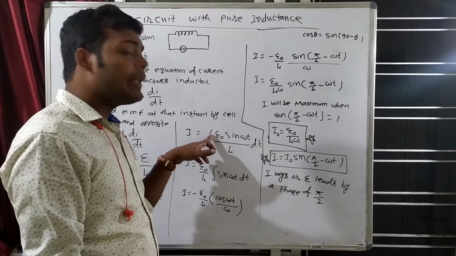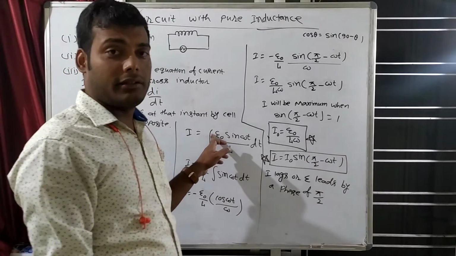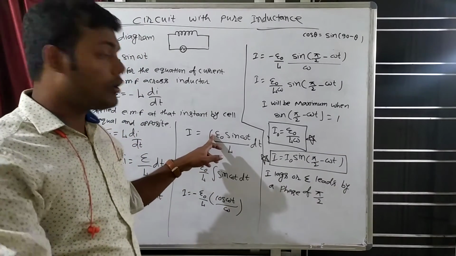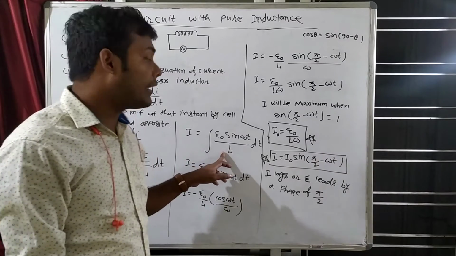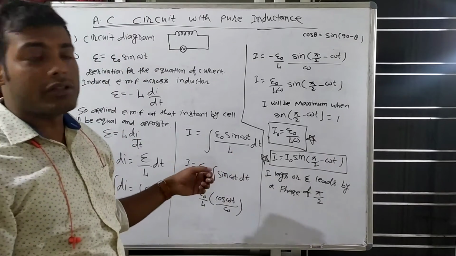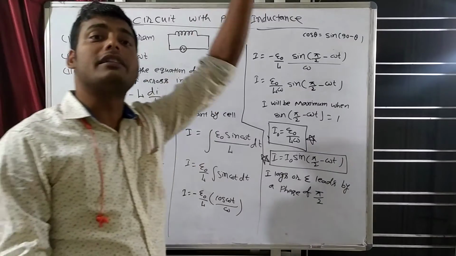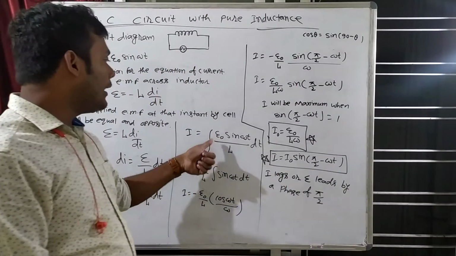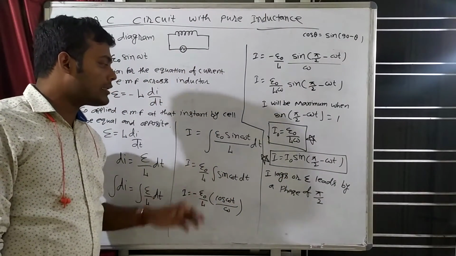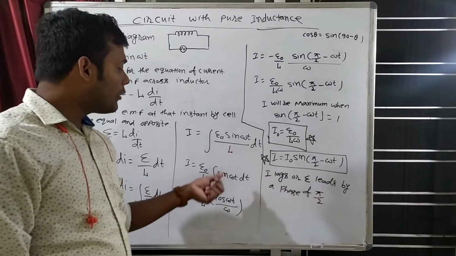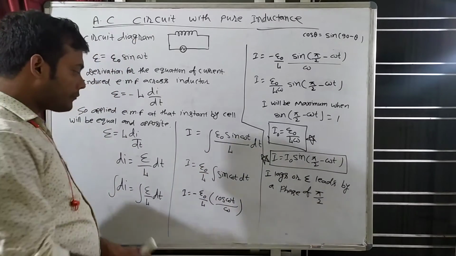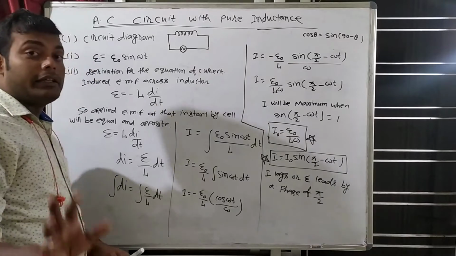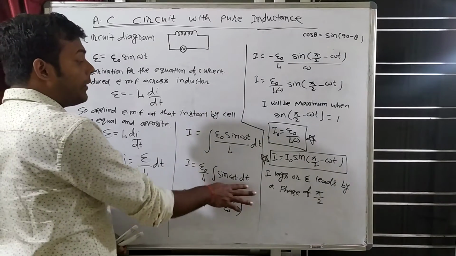Which thing is constant here? E naught. E naught is the peak current, that is constant. L is the self-inductance of the inductor, that is also constant. What is self-inductance? You can see the inductor lecture. So E naught and L are constant, so I will take them outside. What will be left inside? It will be sin omega t dt. Now we have to integrate sin omega t dt.